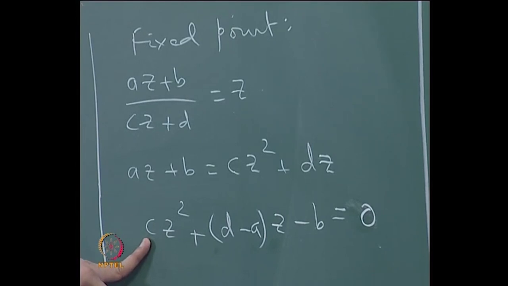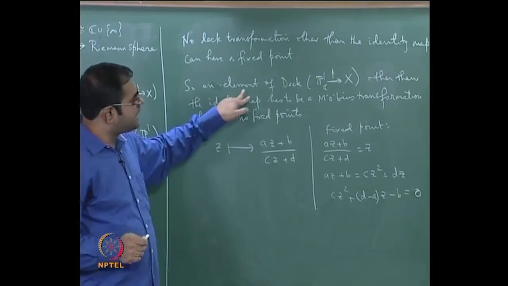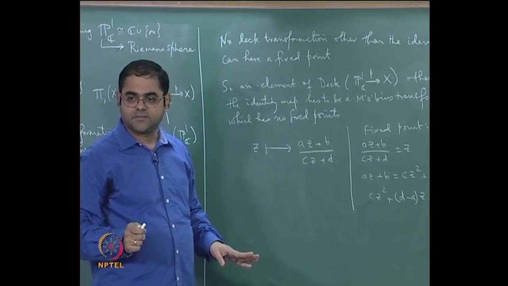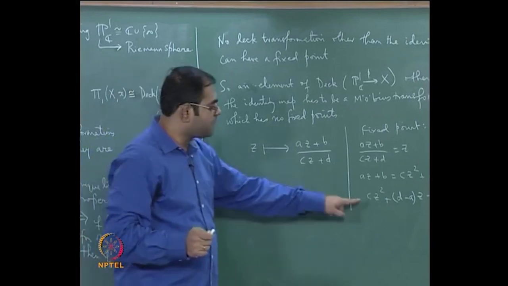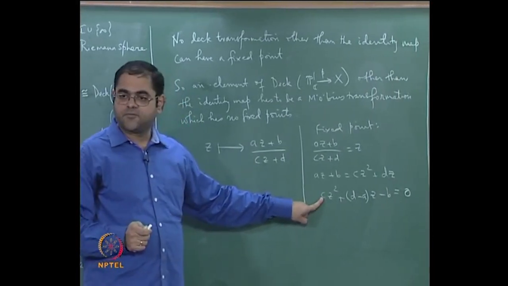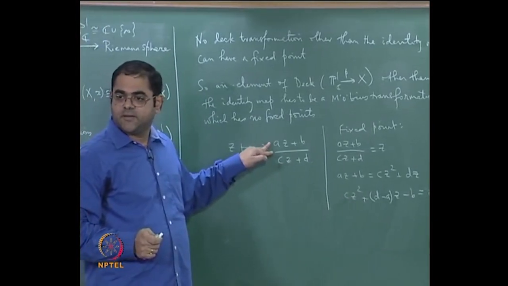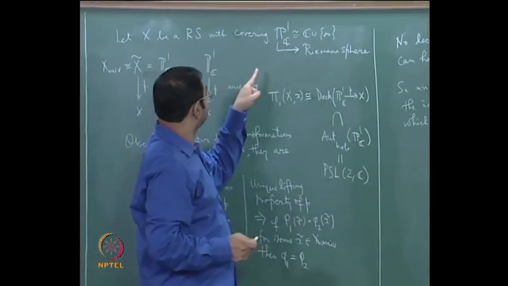So the moral of the story is that I will get a fixed point if it is not the trivial transformation, if it is not the identity transformation. So this will tell you that there is no element of the Deck transformation group other than the identity. In fact, if c is 0, then infinity becomes a fixed point. Mind you, we are looking at the point at infinity also as a point, on the Riemann sphere.